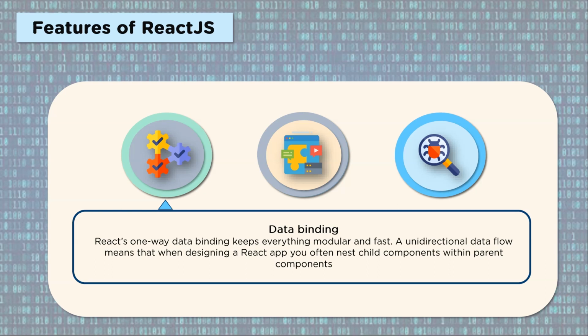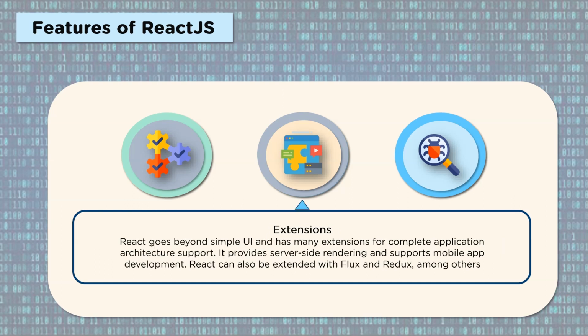So I could have a shopping cart component which would have a list of line items within it, and that would be an example of a nested component sharing data and information among themselves. Next comes the extensions. So React goes beyond simple UI and has many extensions for complete application architecture support. These extensions also would provide server-side rendering and support mobile app development, and hence React can also be extended with Flux and Redux among other third-party extension APIs that support this entire ecosystem.